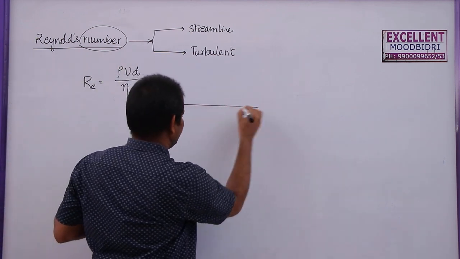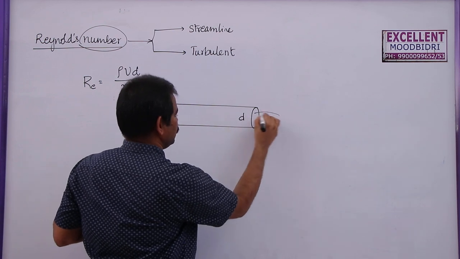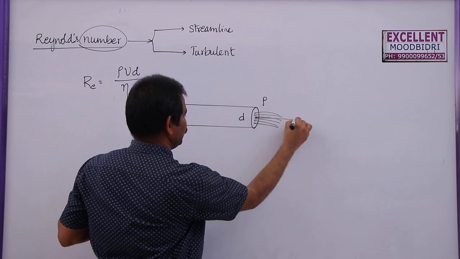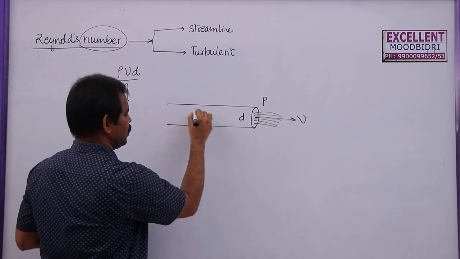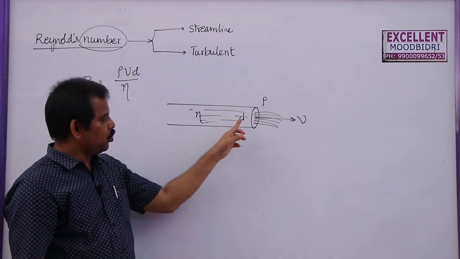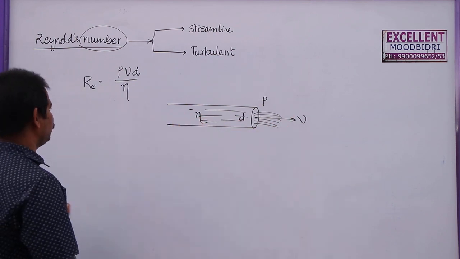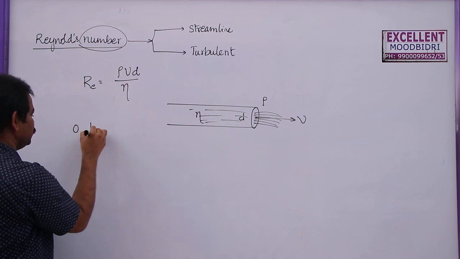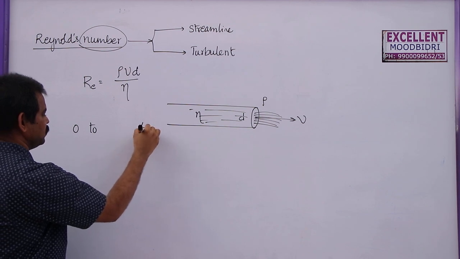Let us say through a pipe of diameter d, a fluid is coming here and its density is rho and its velocity is v. Now if you know the coefficient of viscosity of this fluid flowing through this pipe, then if you multiply this rho Vd and divide by the coefficient of viscosity, you will get a number. So this number generally lies between 0 to around, it may be around 3000 or 4000.